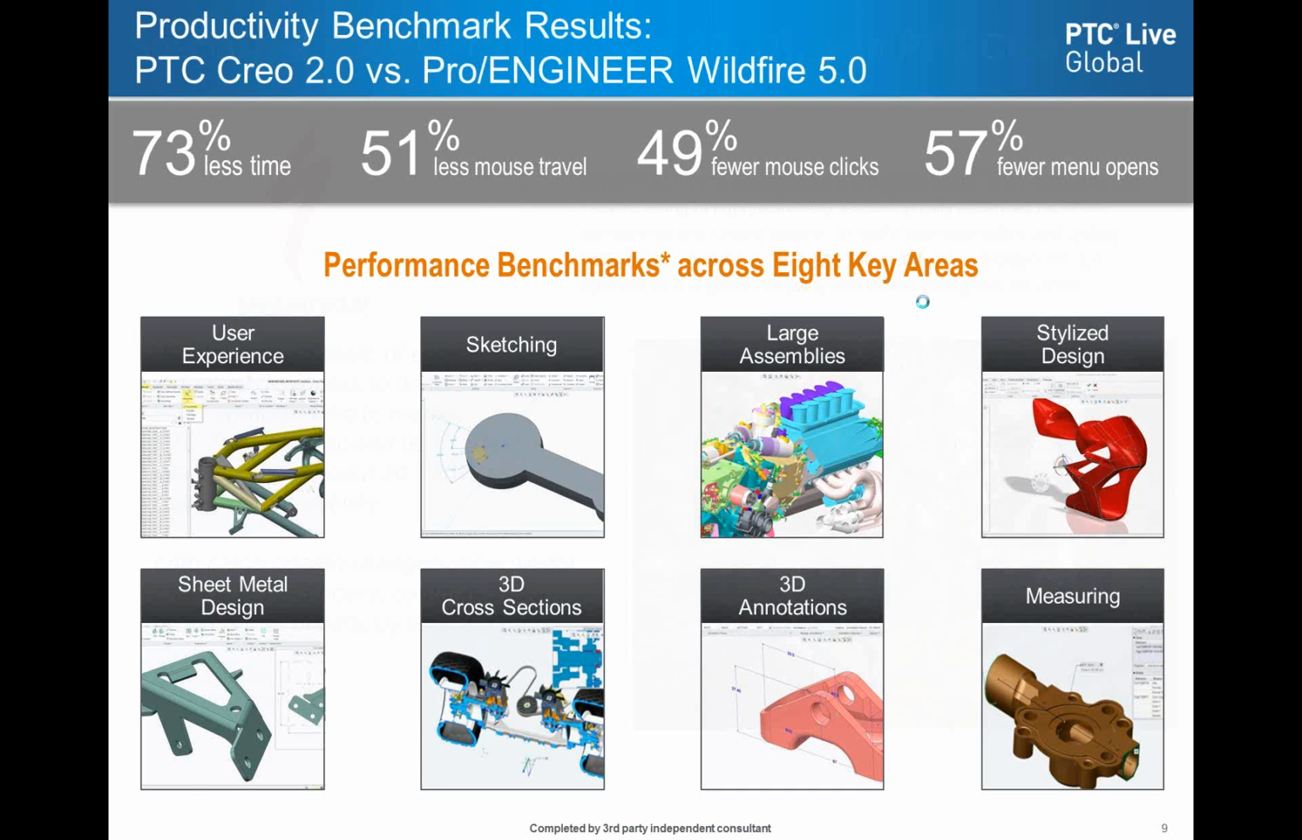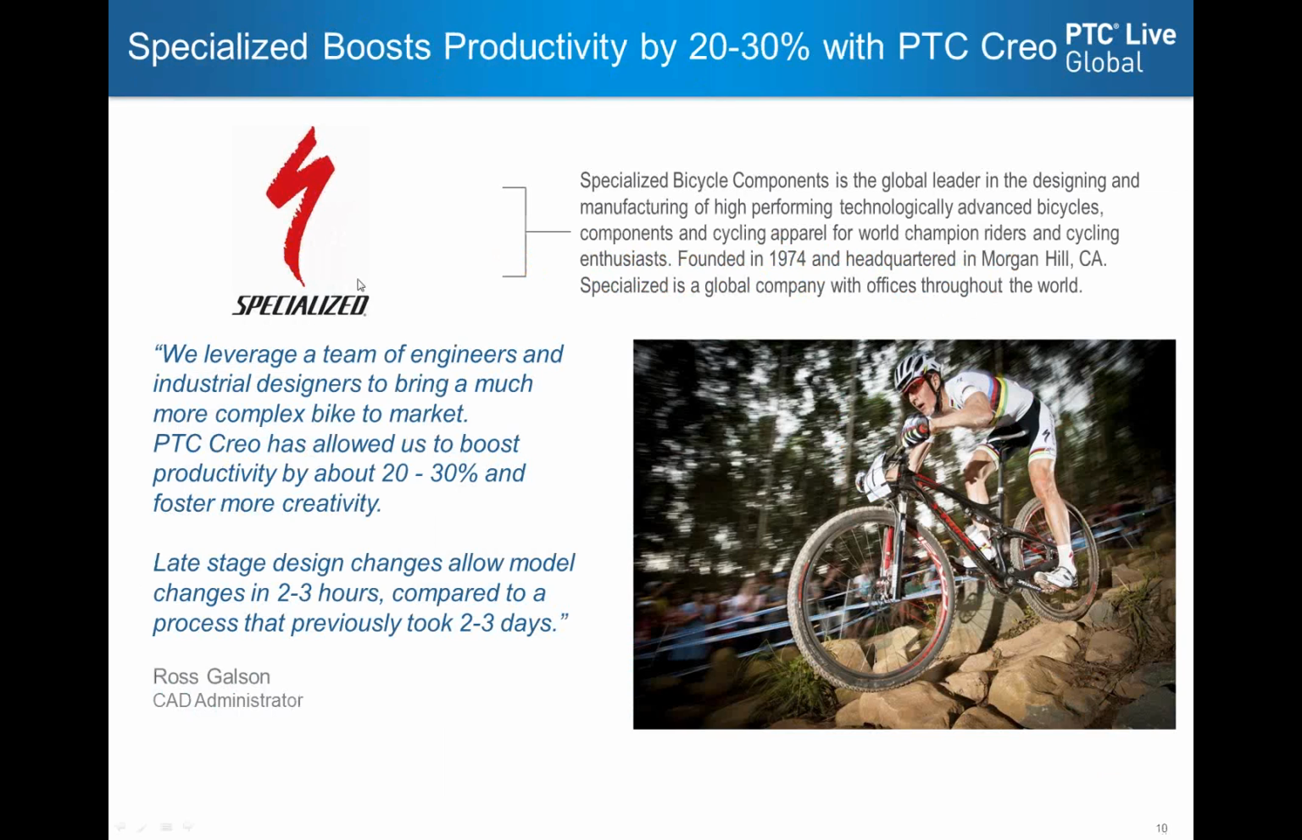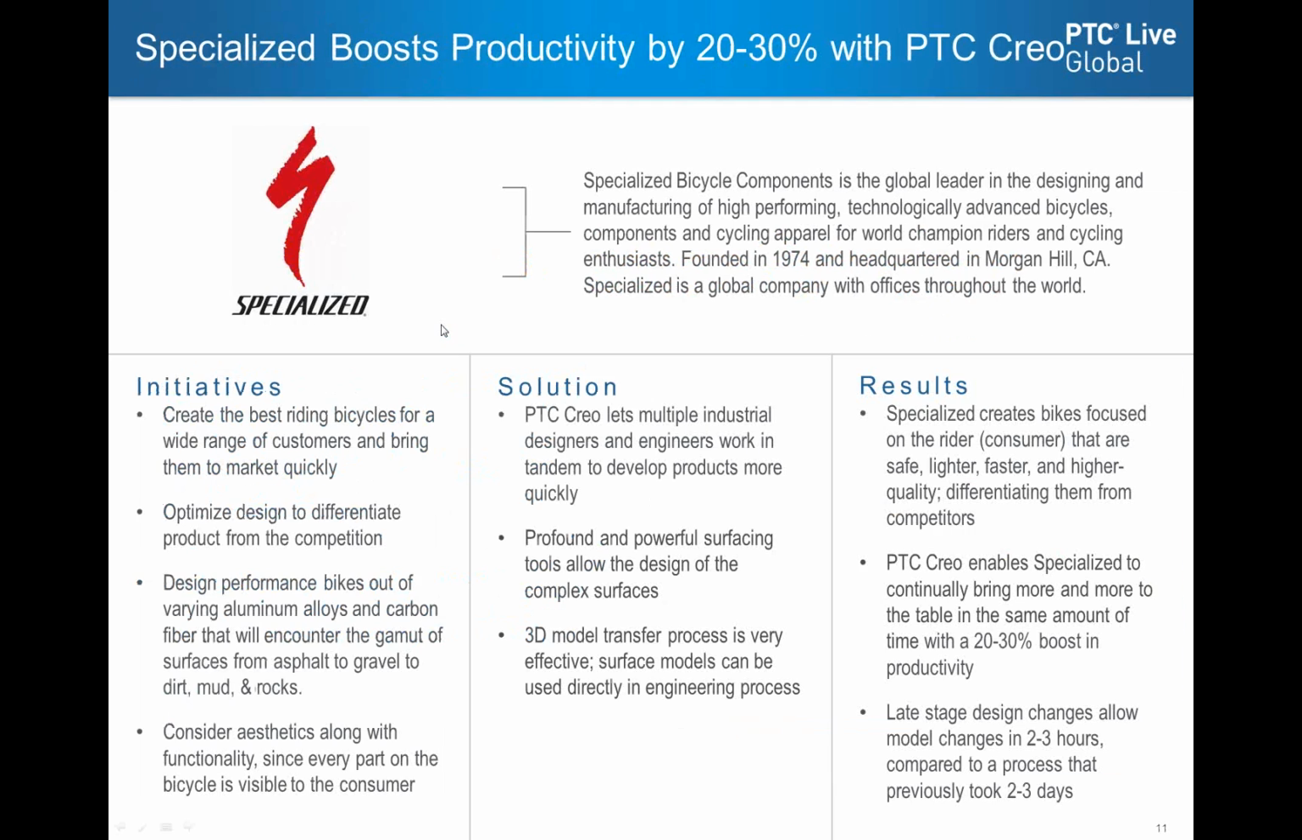So, just an example of this, some use cases. Specialized bikes, for example, were seeing productivity improvements in the magnitude of 20 to 30% based purely on moving from Wildfire 5 to Creo 2. In addition to that, with the introduction of flexible modeling, which I'll come on to in a little moment, they were able to make late-stage changes in their designs that may previously have taken 2 to 3 days, and were now taking 2 to 3 hours. So there are some significant improvements gained by simply switching to Creo 2.